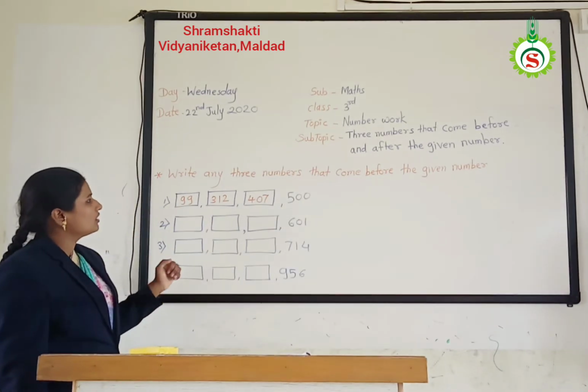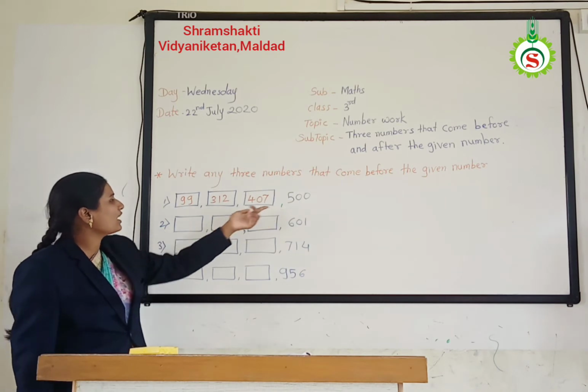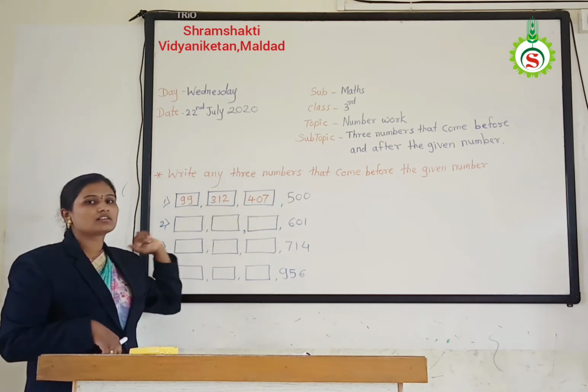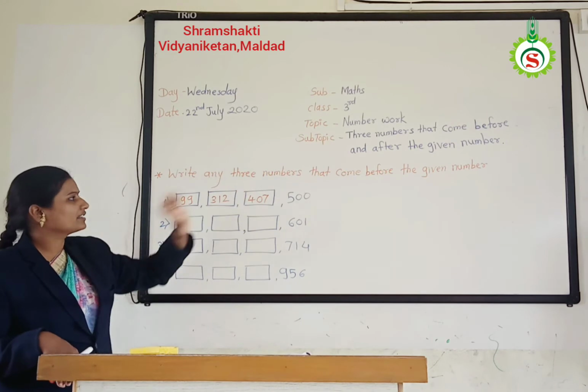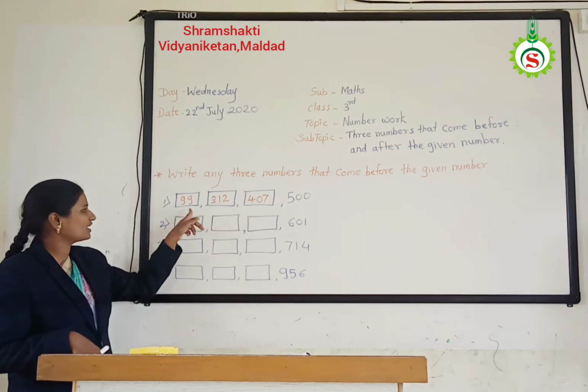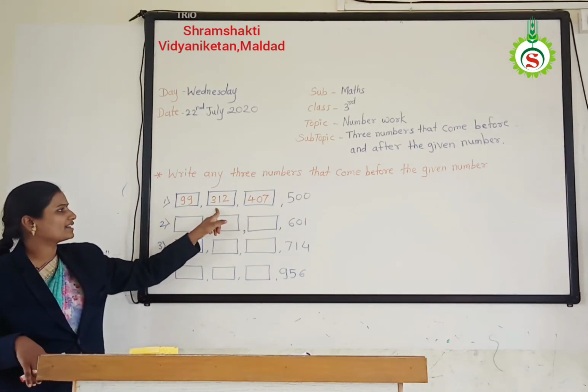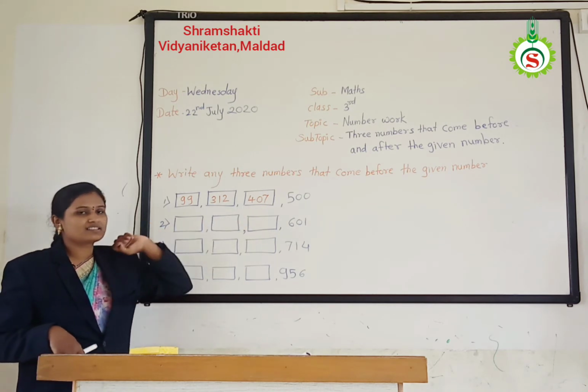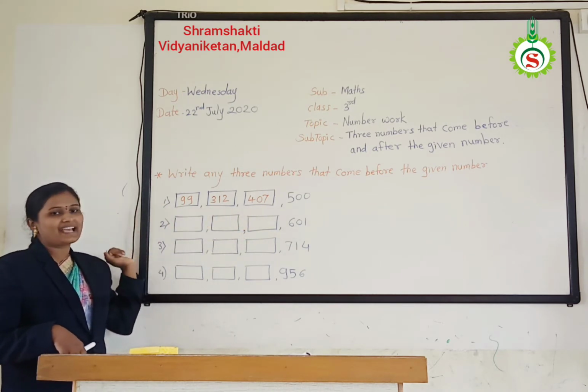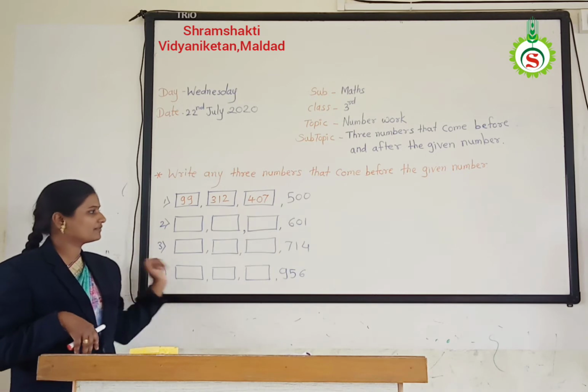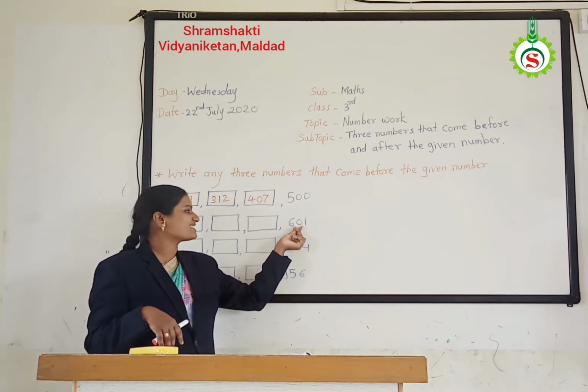Then write down the numbers before the given number. See, before the number: 99, then 312, then 407. Three numbers are before the number. Then see next example, 601.